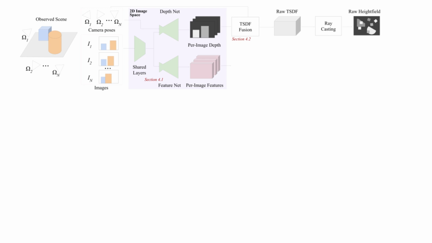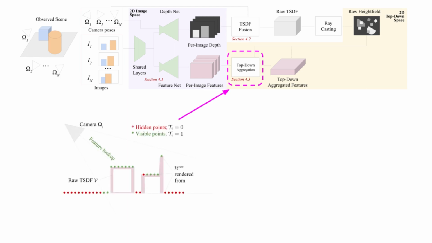Unlike many existing learning-based methods that store dense feature volumes, our TSDF only records a float 16 and a uint8 per voxel, making them very efficient. Given our raw estimate of the height field, we now aggregate the per-image features into a top-down feature map by projecting the 3D points into each camera and bilinearly sampling, using the predicted depth maps to account for visibility.